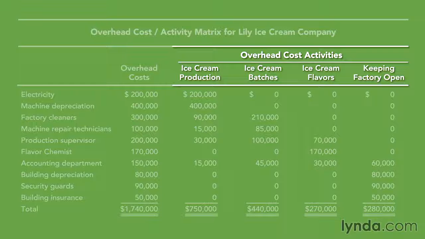Implementation of the ABC system now requires that each of the overhead costs be analyzed to determine what fraction of those costs is caused or driven by each one of the 4 overhead cost activities.